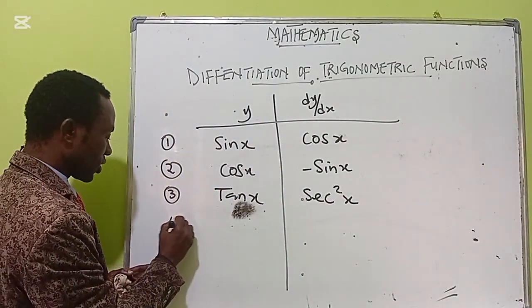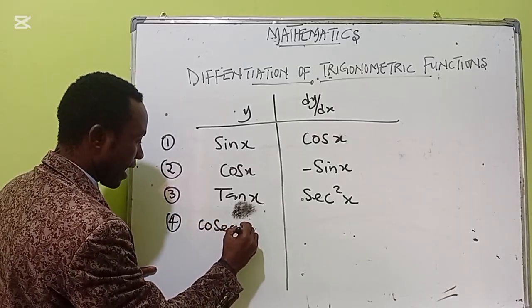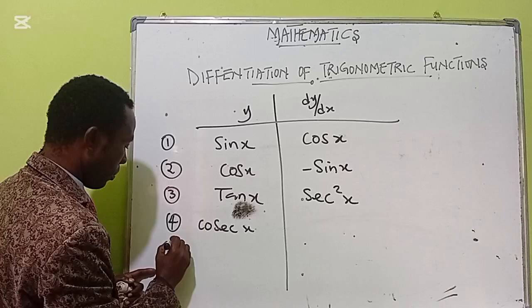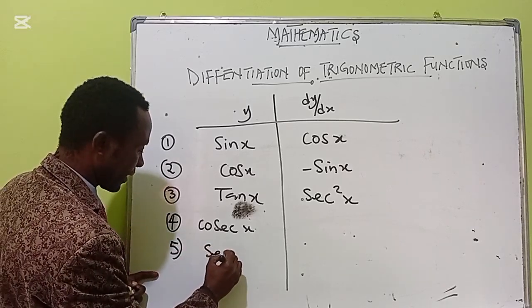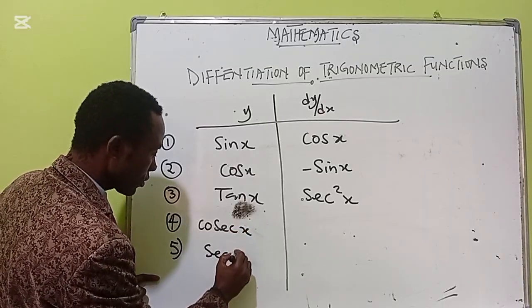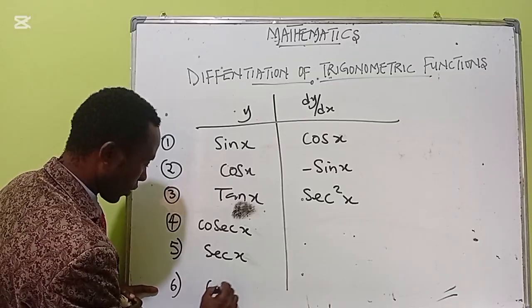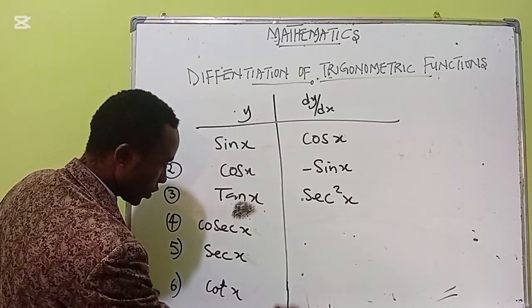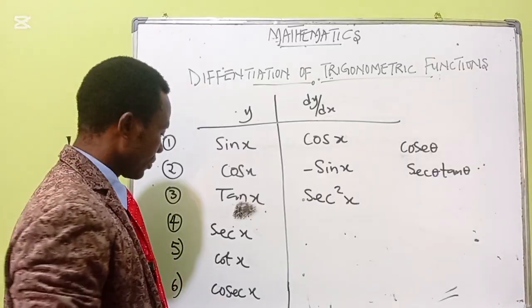Then the next one is number 4. Remember I have cosec x. Number 5, the fifth ratio, remember we have sec x to differentiate also. Then the last trig ratio is cot x. So we go to the next 3.